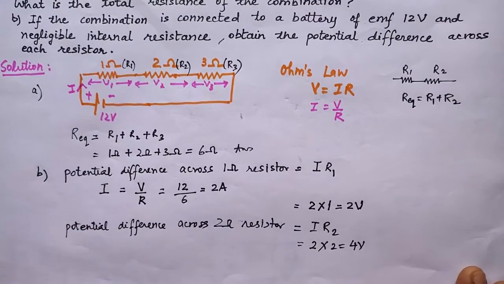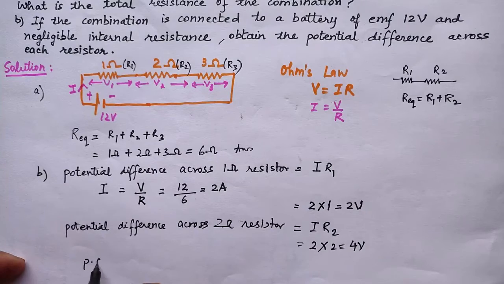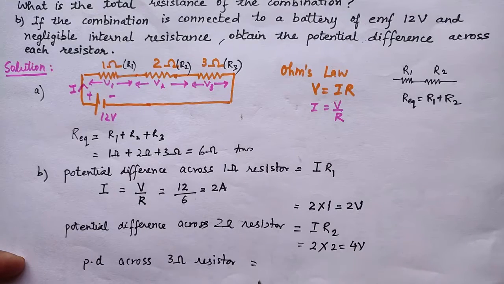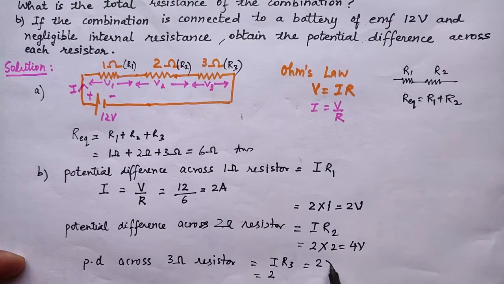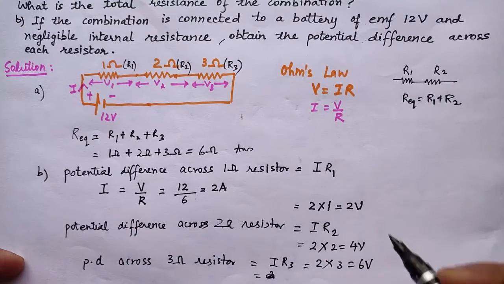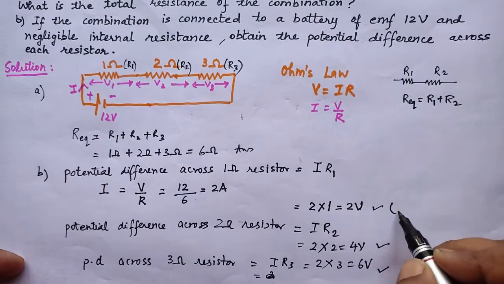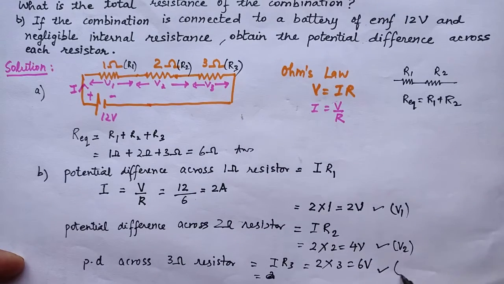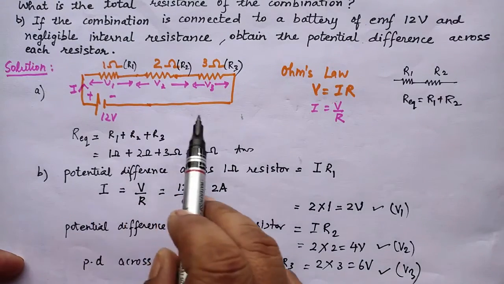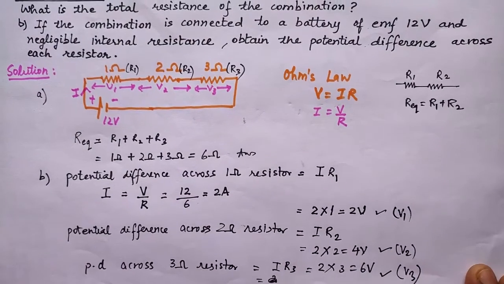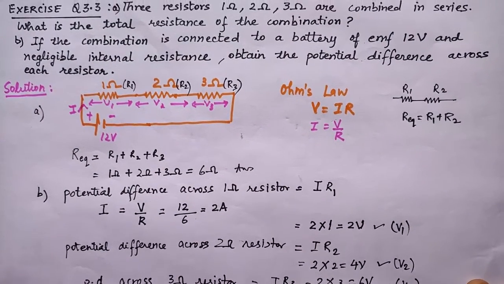And finally, the potential difference, in short PD, across the 3 ohm resistor is given as I into R3. So it is 2 into 3, that is 6 volts. So each one has a different value. This is V1, this is V2, and this is V3, which we have mentioned in the circuit diagram. Okay, so in this way we always solve the series and the parallel combination.